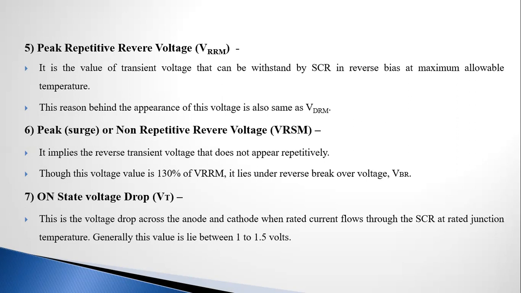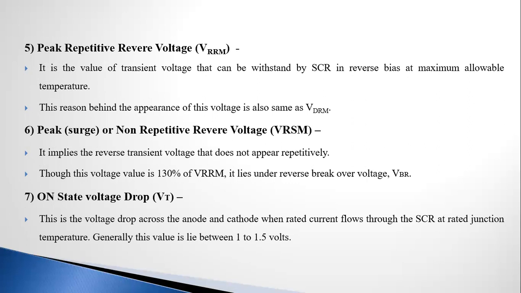Now next one is the peak or surge or non-repetitive reverse voltage, which is denoted by V_RSM. It implies the reverse transient voltage that does not appear repeatedly, and this voltage value is 130% of the V_RRM. That means it lies under the reverse breakover voltage, that is V_BR. We also discussed in the VI characteristic of SCR the forward breakover voltage and reverse breakover voltage.